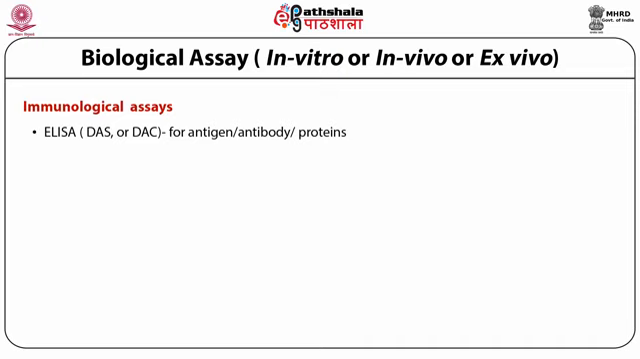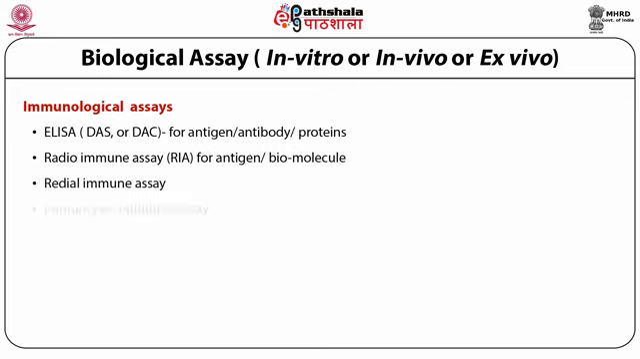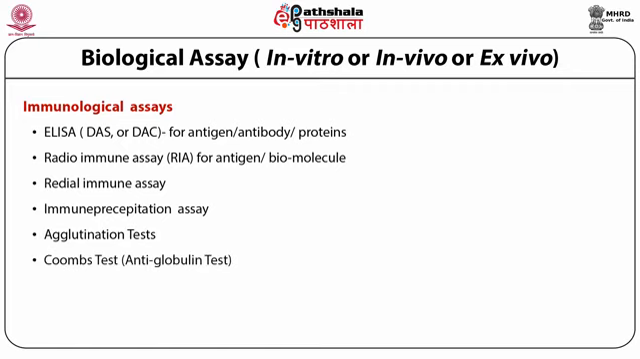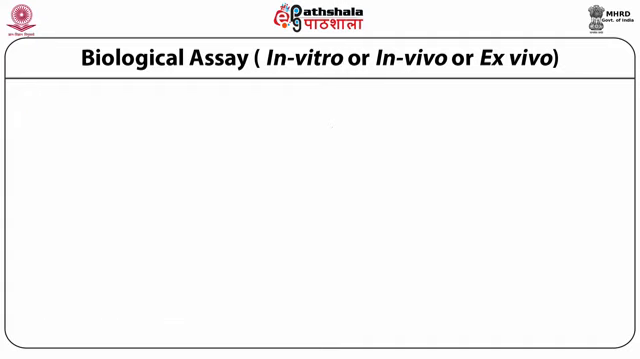Immunological assay also includes radioimmunoassay, called RIA, for antigens and biomolecules, radial immunoassay, immunoprecipitation assay, agglutination test, Coombs test, radial immunodiffusion, and also immunoelectrophoresis. In vitro biological assay is carried out in isolated cells, that is, by using different cell lines of cancerous origin or non-cancerous cell lines.